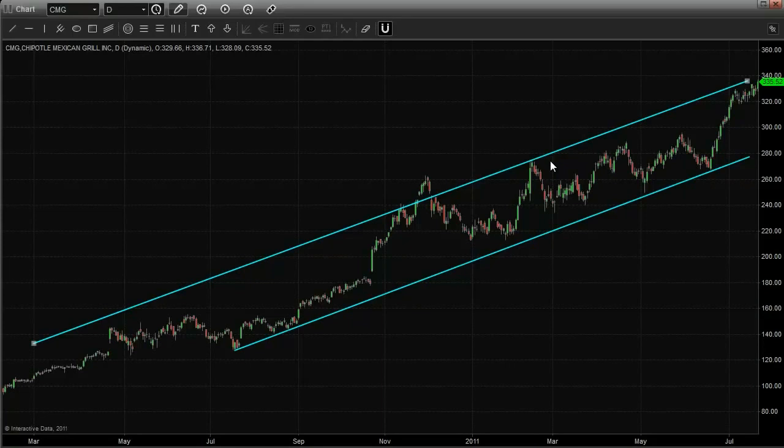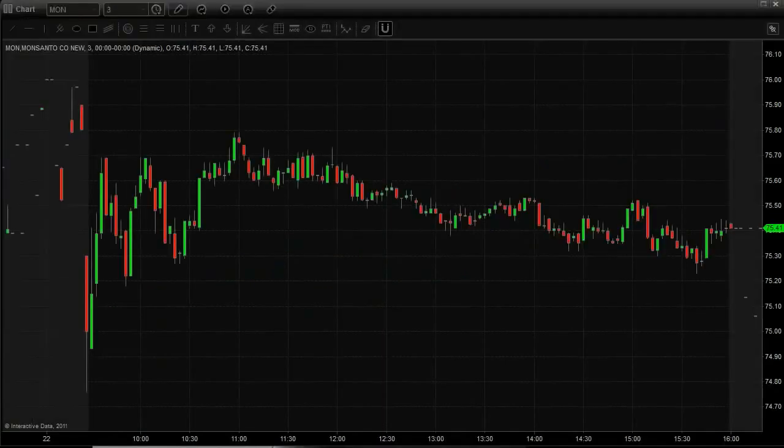Let's look at another chart. So these channels can be drawn in all different time frames. The previous two charts, we are looking at daily charts. Now this is a chart on MON, a 3-minute chart. Let's go ahead and draw a trend line on this.